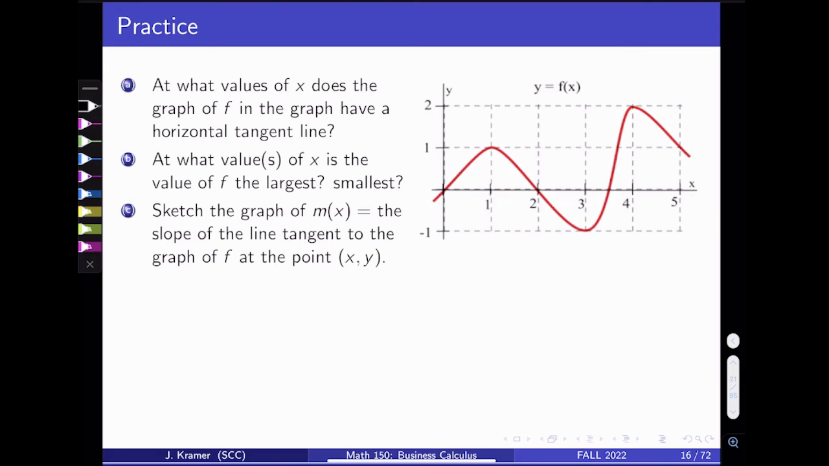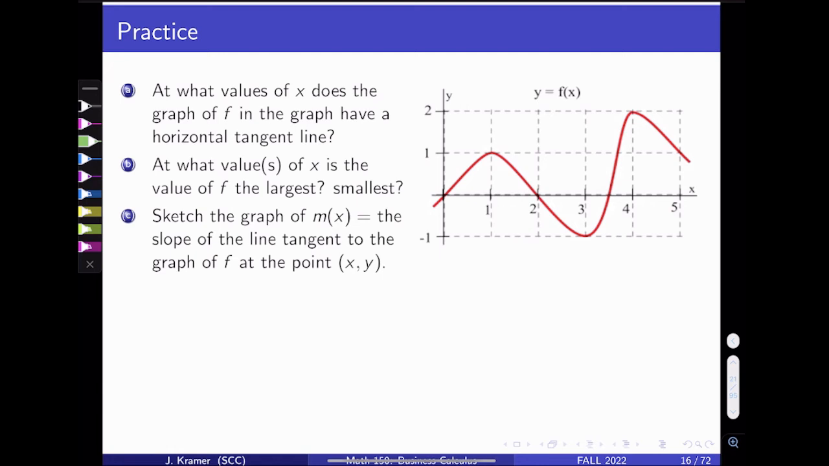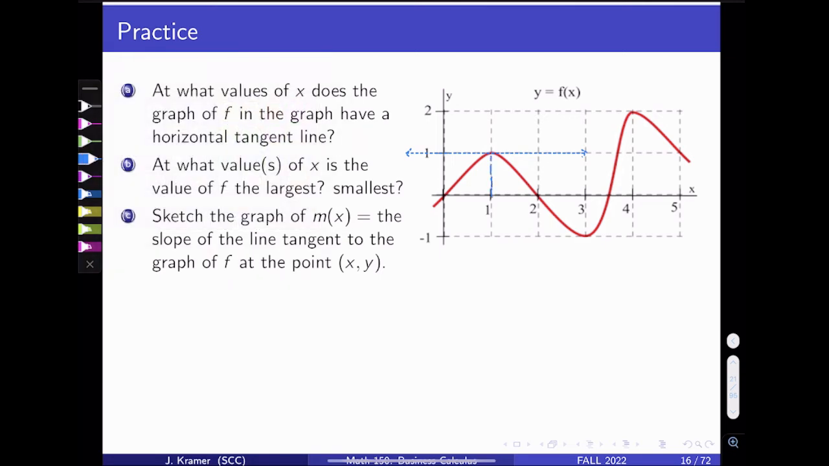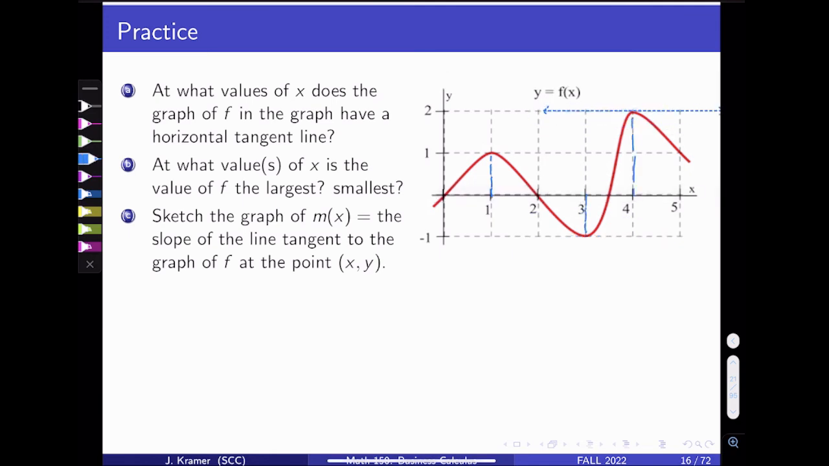So what I'm going to do is draw a dotted line for us to drag around our curve. Here is my horizontal line. I'm going to let this move around my curve, and wherever it touches it, that's going to be where it has a horizontal tangent line. So the first place we can see this occurring is when x equals 1. Let's keep moving. If I move down, I see that it also touches when x equals 3, and then finally when x equals 4. So for part A, when x equals 1, 3, and 4, f has horizontal tangent lines.